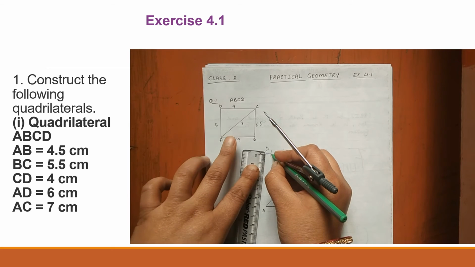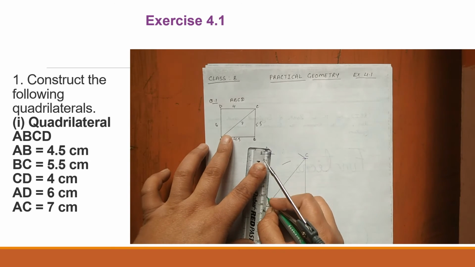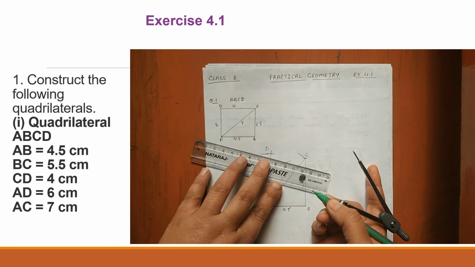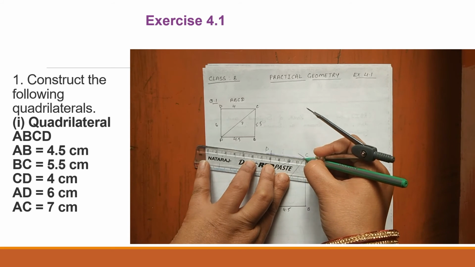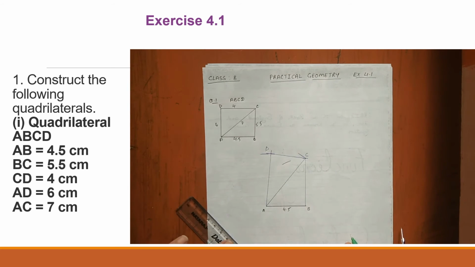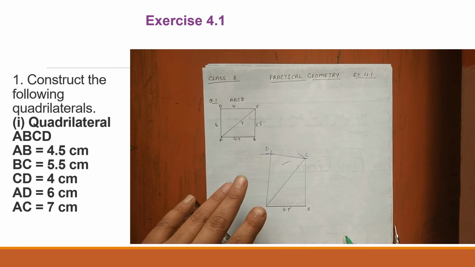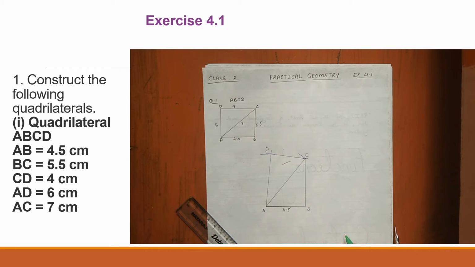Now I will join this point to A as well as to C. So this is our first construction, where we have constructed the quadrilateral with the given dimensions: four sides and a diagonal. It was given to us, and we have constructed this diagram.